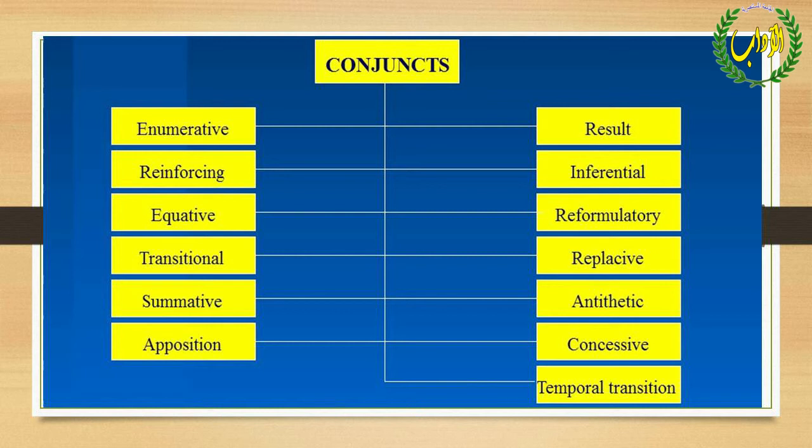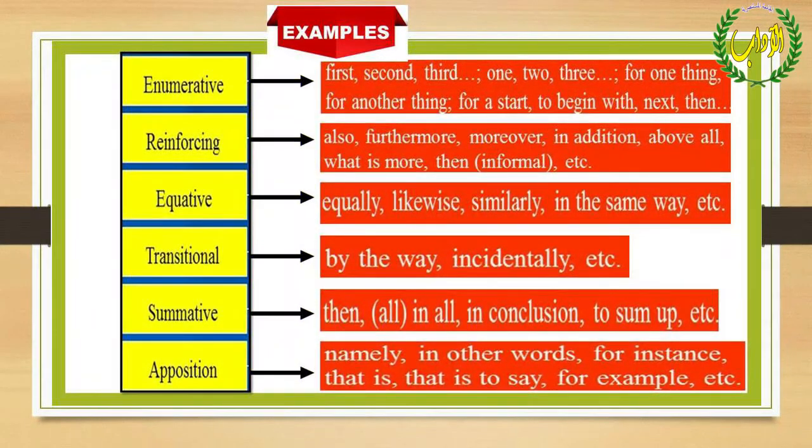Conjuncts can be subclassified into enumerative, reinforcing conjuncts, equative conjuncts, transitional conjuncts, summative, appositive conjuncts, result conjuncts, inferential conjuncts, reformulatory conjuncts, replacive conjuncts, antithetic conjuncts, concessive conjuncts, and temporal transition conjuncts. Examples: for enumerative, words like first, second, third, one, two, three, for one thing, for another thing, for a start, to begin with, next, then, etc. All these are enumerative conjuncts.